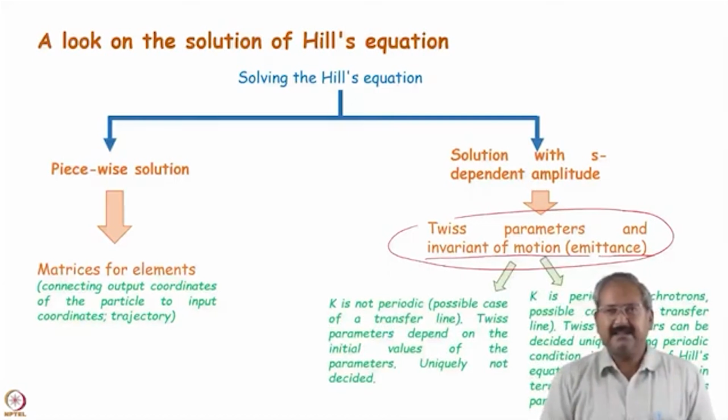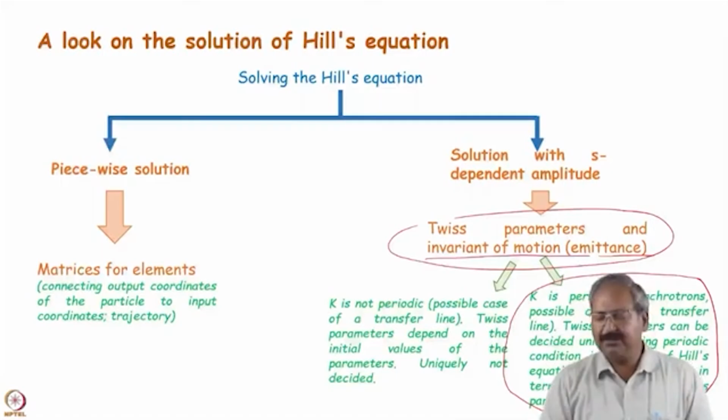In this case, if k is periodic, then we can obtain a solution in which the twist parameters are also periodic. Means in the case of periodic k, there may be a range of possible solutions, among which we choose those parameters which are periodic in nature. We say this is the matched solution.